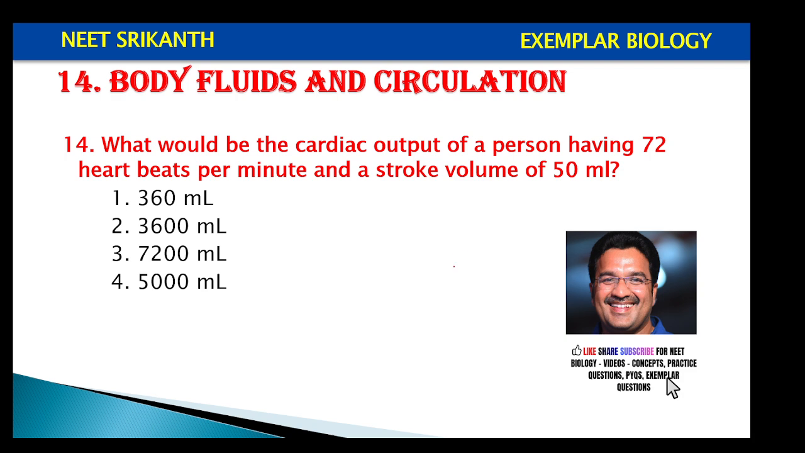What would be the cardiac output of a person having 72 heartbeats per minute and a stroke volume of 50 ml? Cardiac output equals stroke volume times the number of heartbeats per minute. So let us apply here. Stroke volume is given as 50 ml. Number of heartbeats is given as 72. So what is our answer here? 3600 ml.